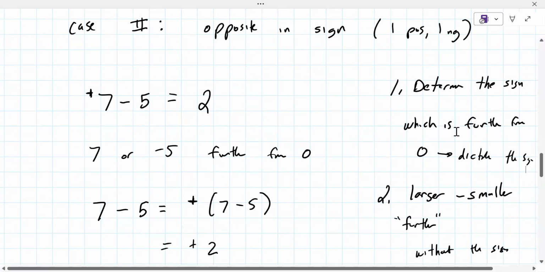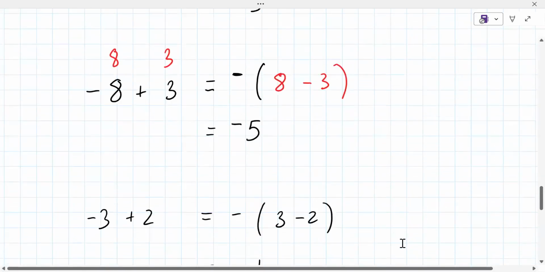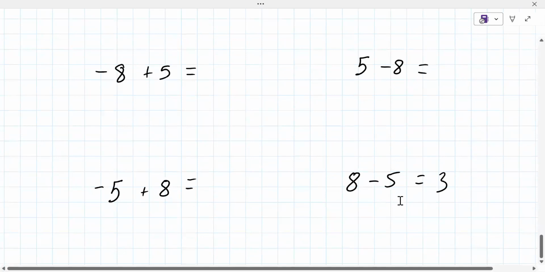It's like giving someone directions to your house and you give them the wrong side of the street. I mean, they're never going to find your house. It's on the wrong side of the street. Then you do the larger minus the smaller, but you do that without the sign. So yes, you can ask me questions, but I really want you to try to just process and do this on your own as much as you can.